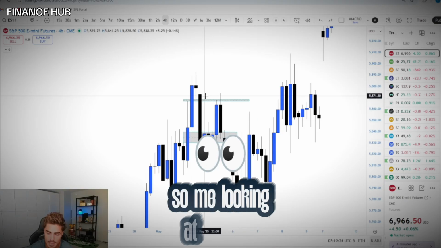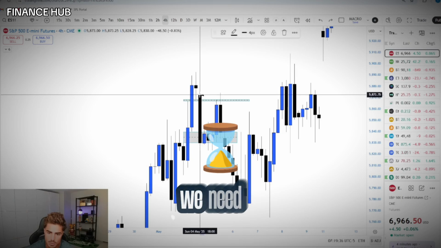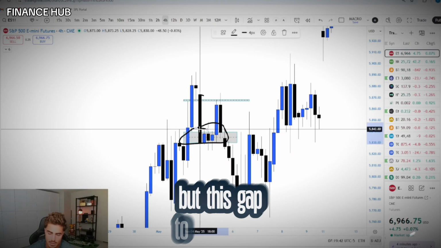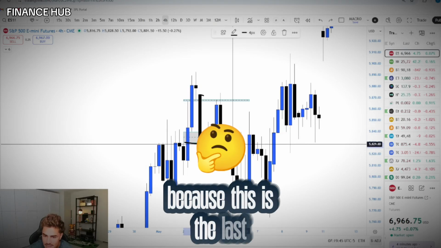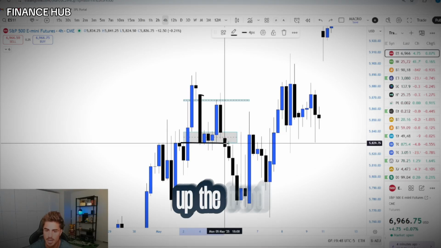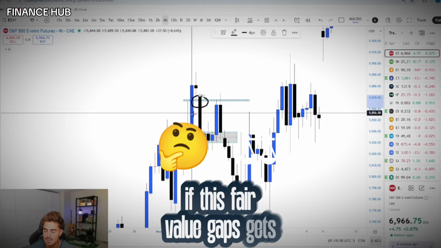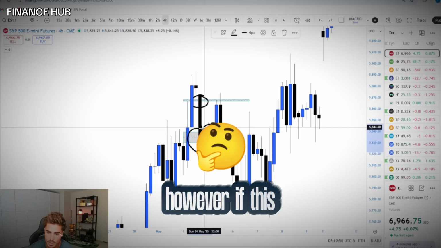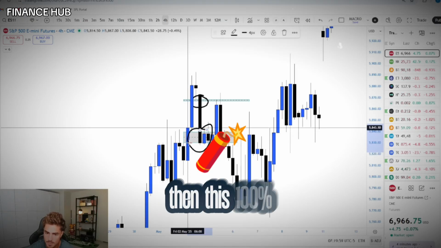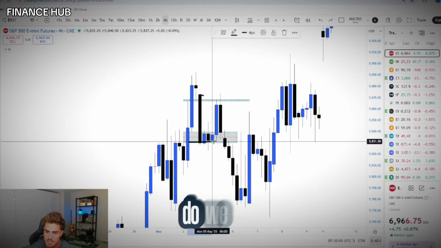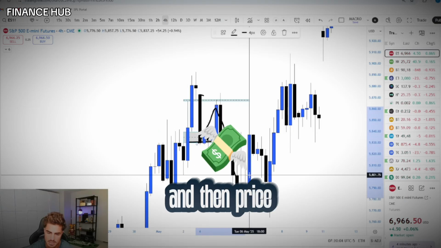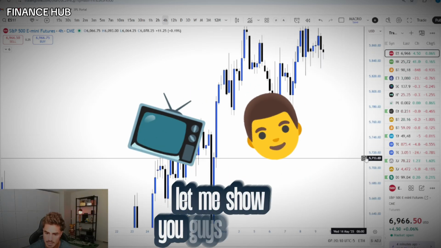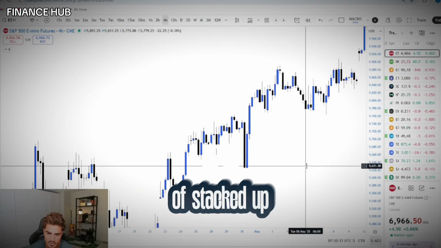So me looking at this, I'm like, okay, we need to wait for not this gap to get closed underneath in order for me to flip bearish, but this gap to get closed underneath, because this is the last fair value gap that is holding up the trend, right? If this fair value gap gets inversed, it's not a problem, because the trend could still continue off of this one. However, if this one gets inversed, then 100% boom, the trend is gone. And what do we see? We see price barely close underneath it, and then price ends up going lower for a little bit. Okay, let me show you guys another example of this, of stacked up fair value gaps.